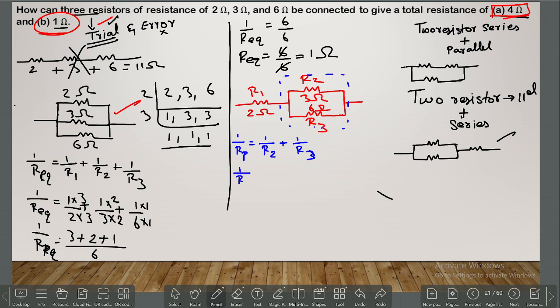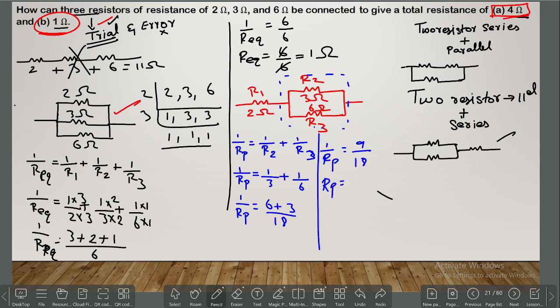So 1/Rp is equal to 1/R2, what is the value of R2? 3, plus R3, 6. So do the cross multiplication. 1/Rp is equal to (6 plus 3)/18. Now 1/Rp is equal to 9/18. So therefore Rp is equal to 18/9. Now if you simplify, 1 9s are 9, 2 9s are 18. So the net resistance in parallel for the given network alone is going to be 2 ohm.